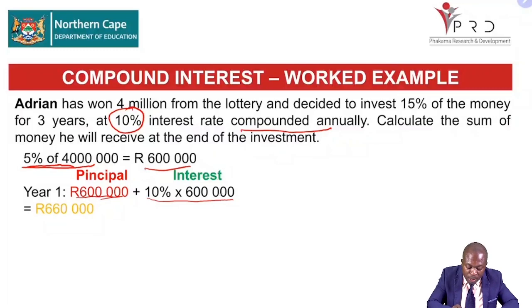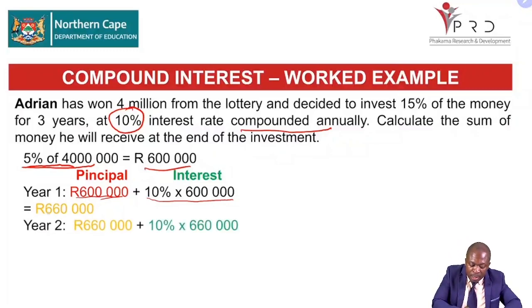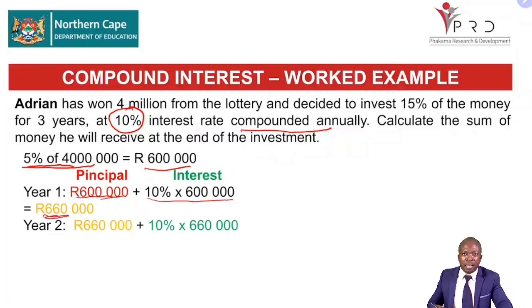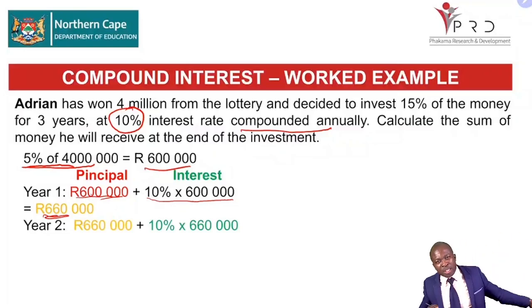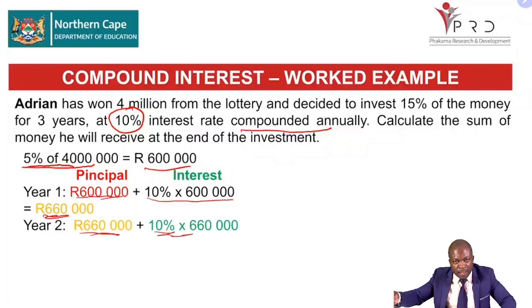So 10% of 600,000, I hope you have worked it out already. This is the 600,000 plus the 60,000 for year 1. That's why you see me writing 660,000. How about year 2? We don't go back to 600,000 anymore. We now use the 660,000, which is in the account. That's why I'm starting with 660,000. Then now I must calculate 10% of the 660,000.